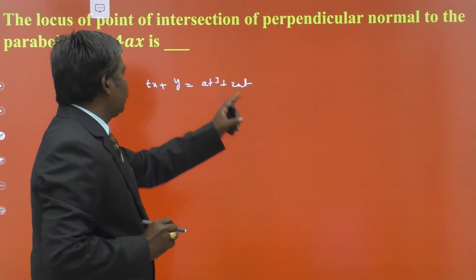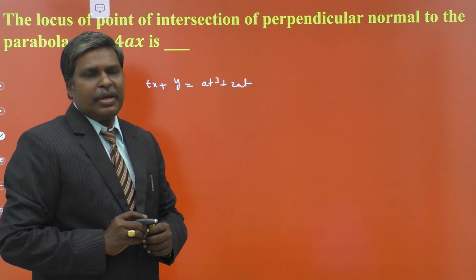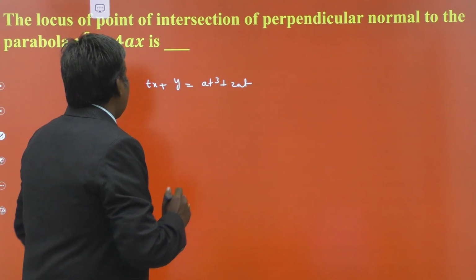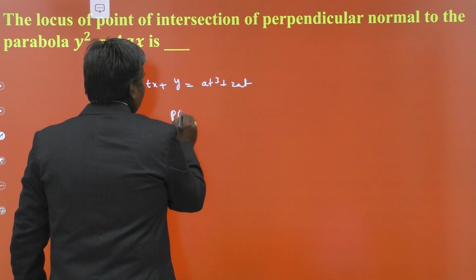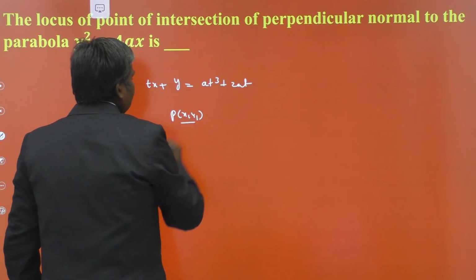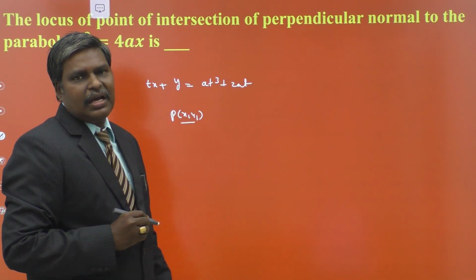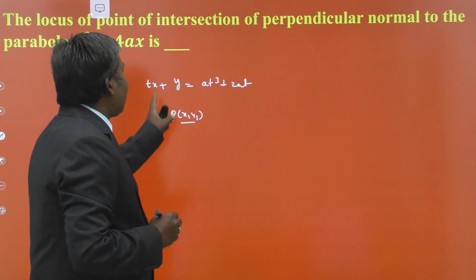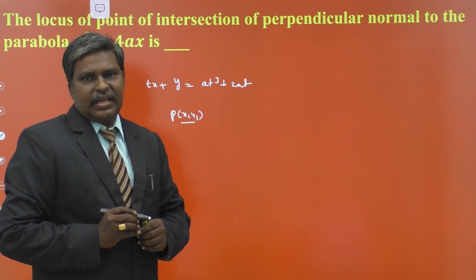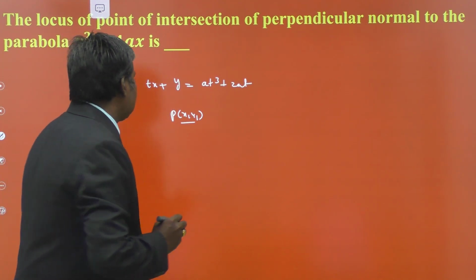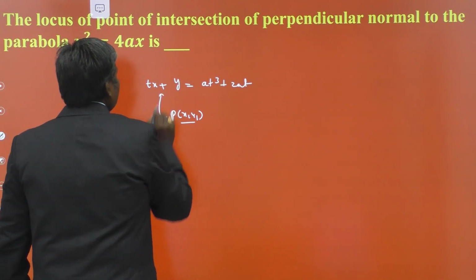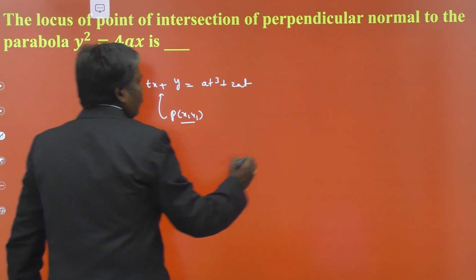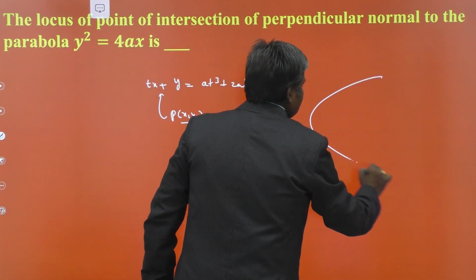This is any normal to the parabola. If it is passing through my point P(x1, y1), what is P(x1, y1)? Let P(x1, y1) be the point of intersection of normals, and the angle between them is 90 degrees. So if it is passing through my point (x1, y1), this is the parabola.